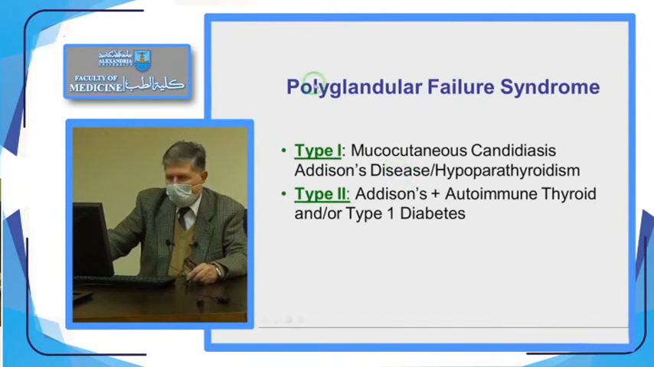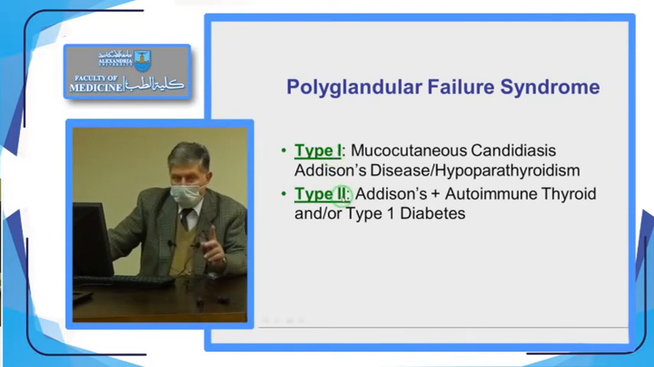And this is the polyglandular failure syndrome. Recall, you have to remember there are type 1 and type 2, and this is polyglandular failure syndrome.